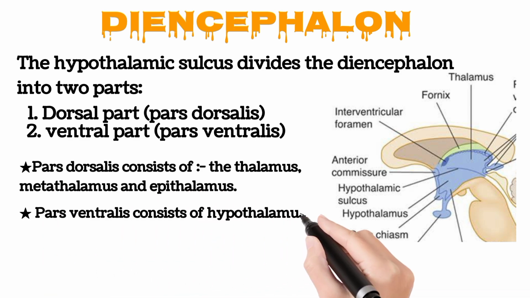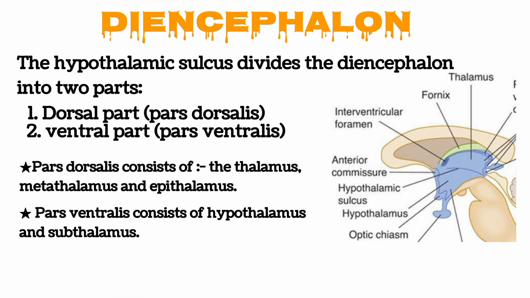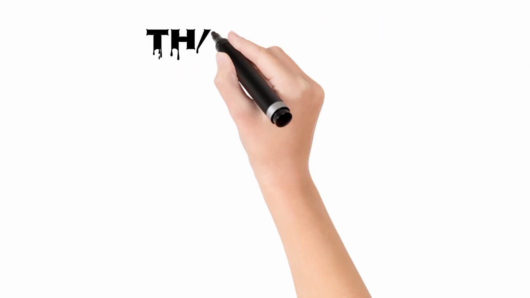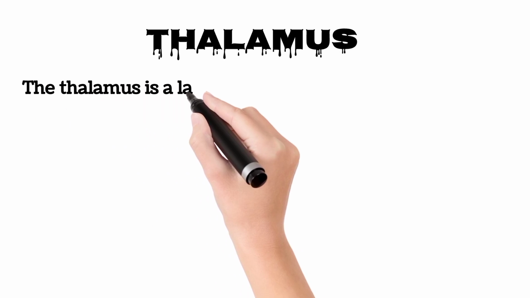Pars dorsalis consists of the thalamus, metathalamus and epithalamus. Pars ventralis consists of hypothalamus and subthalamus. Now we will learn thalamus.